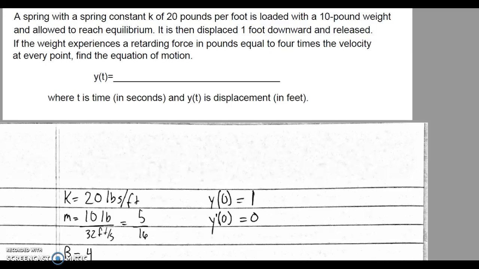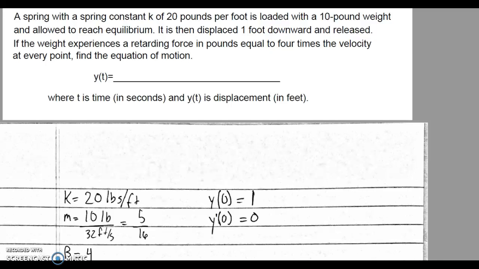The problem given to us was a spring with a spring constant K of 20 pounds per foot is loaded with a 10-pound weight and allowed to reach equilibrium. It is then displaced 1 foot downward and released. If the weight experiences a retarding force in pounds equal to 4 times the velocity at every point, find the equation of motion. So first step, we can set up our initial conditions for the problem.